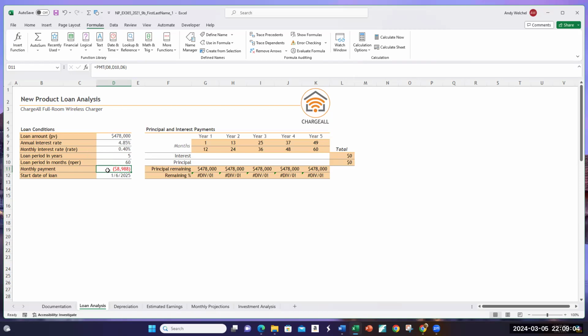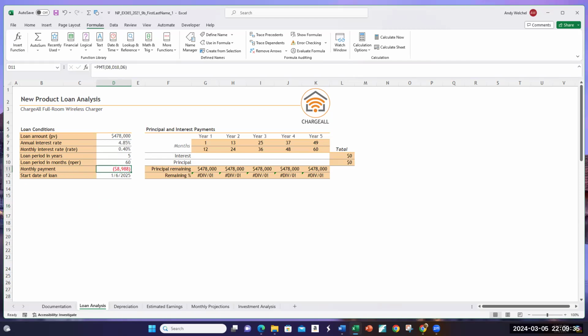So you should get an 8988 payment. If we pay 8988 per month for 60 months, we are going to have this loan paid off with interest. Obviously 478,000 divided by 60 months would only be 7,966 per month, but that would just pay off the principal. We got to pay the interest too. So this will get us there.